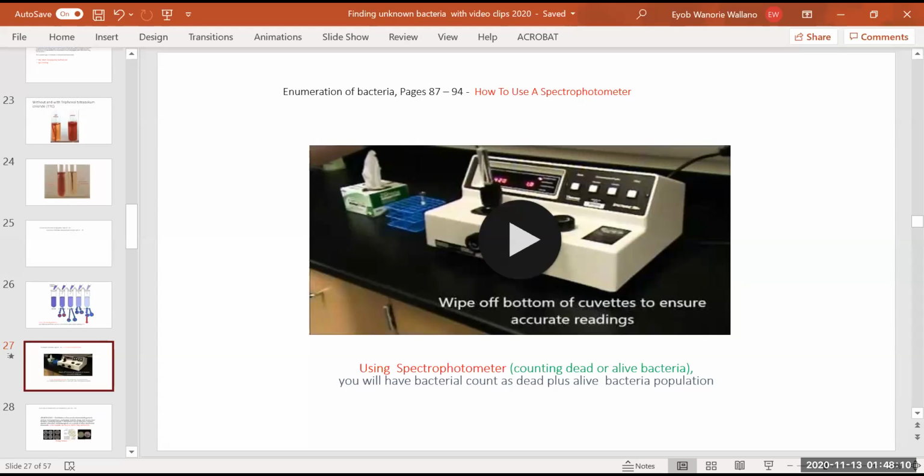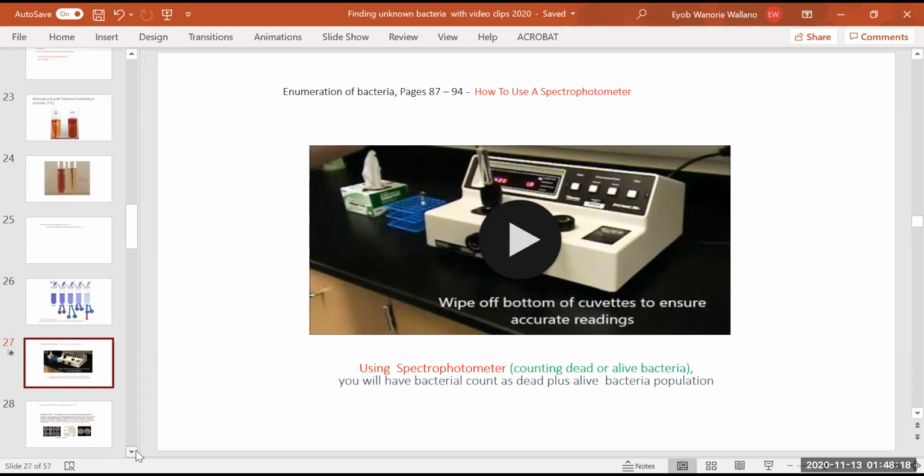And then which one is having more bacteria to enumerate? It is going to be the spectrophotometer. That you need to know. Very beautiful with that one.